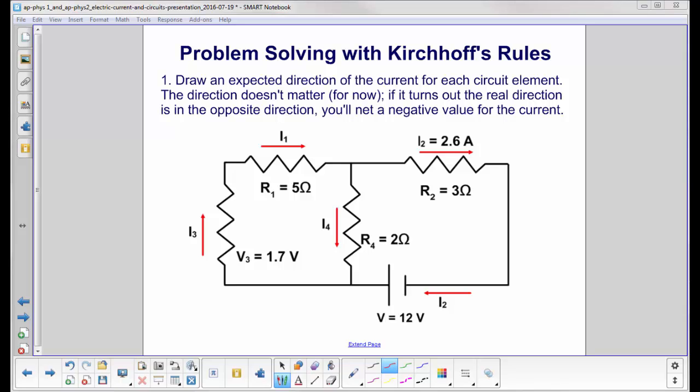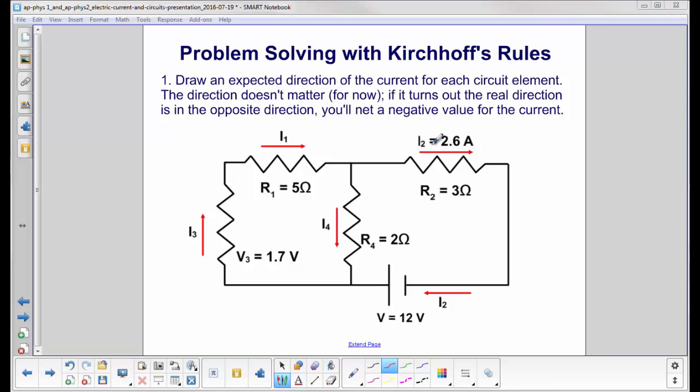Step 1. Draw an expected direction of the current for each circuit element. And you may recognize this. We took this off our list of rules from a few slides back. Direction doesn't matter. If it turns out the real direction is in the opposite direction, you'll get a negative value for the current. So here's the battery.